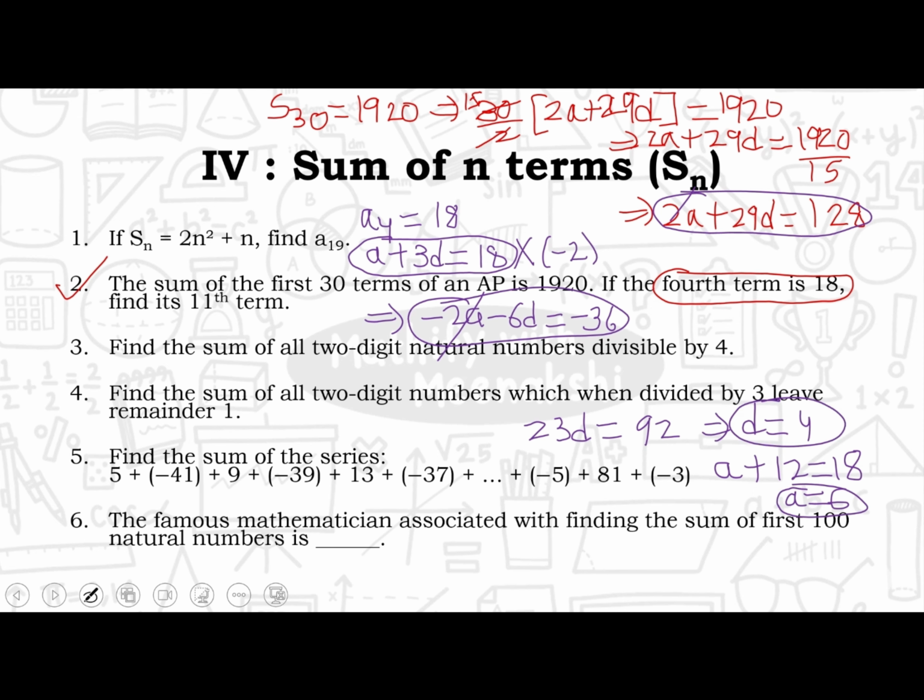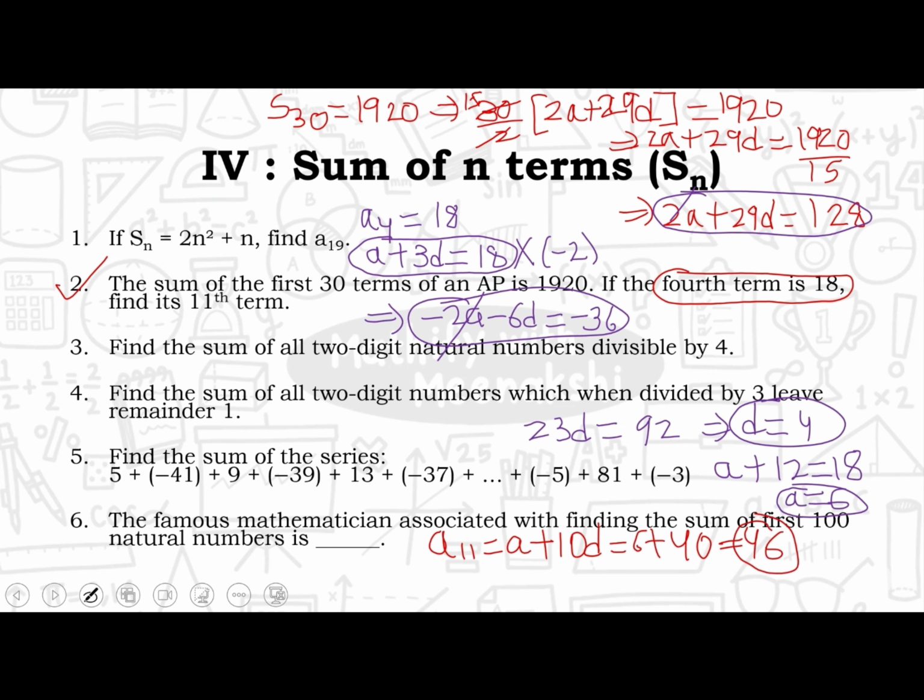What we have to find? We have to find the 11th term. So let's find the 11th term here. A11 is A plus 10D. So simply put the values. A is 6 and D is 4. So 4 into 10, 40. So the answer is 46. I think this question is clear to everyone.